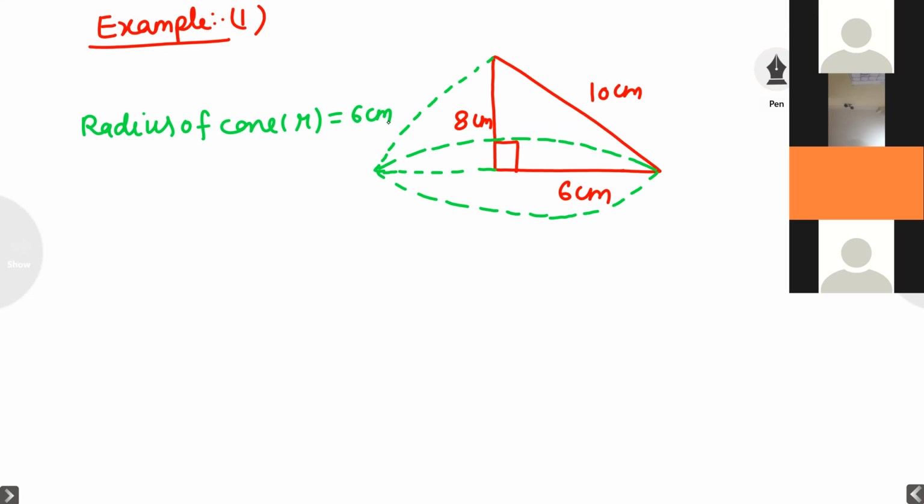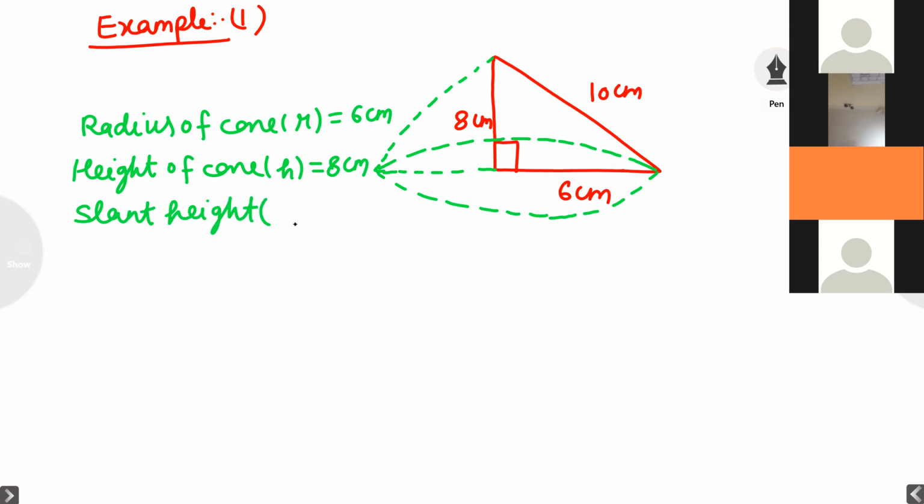Next, height of cone h is equal to 8 centimeter. Now what is 10? 10 is the slant height, small l is equal to 10 centimeter. Now the question is asking, find the curved surface area. We know curved surface area of cone is equal to pi r l.